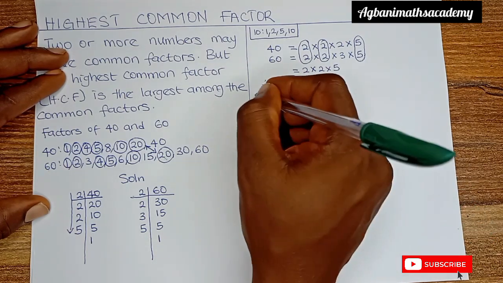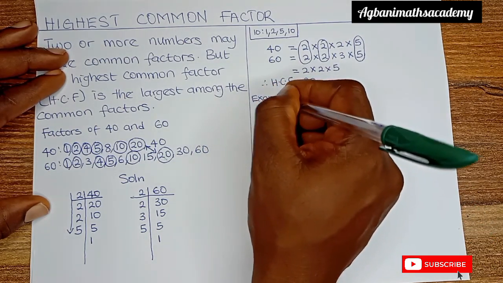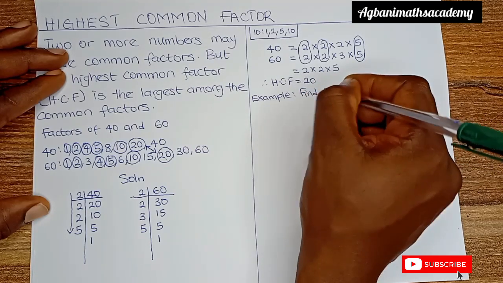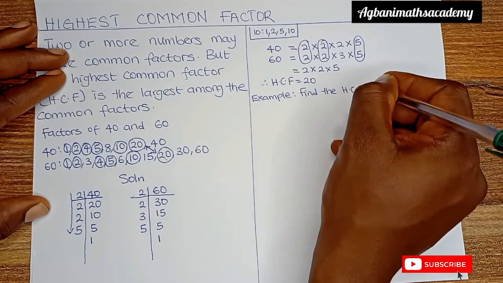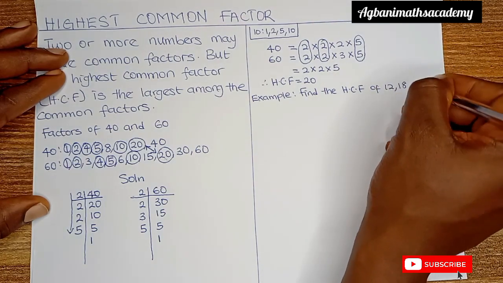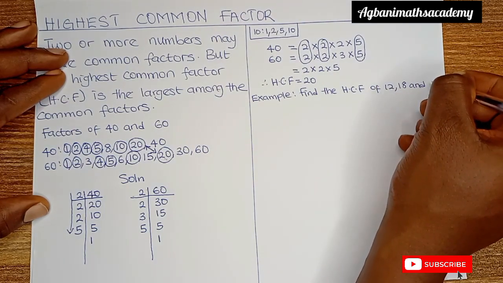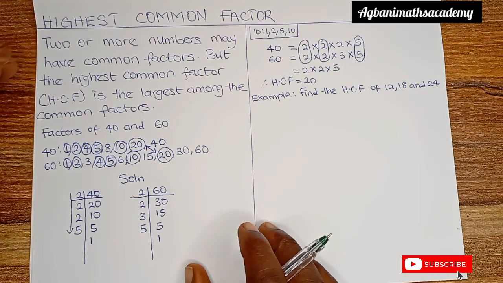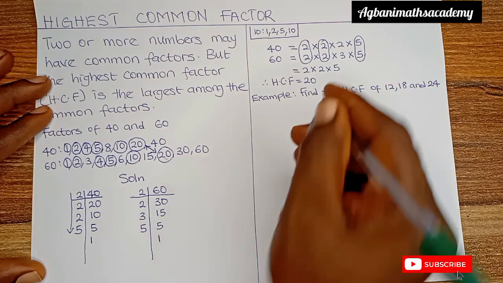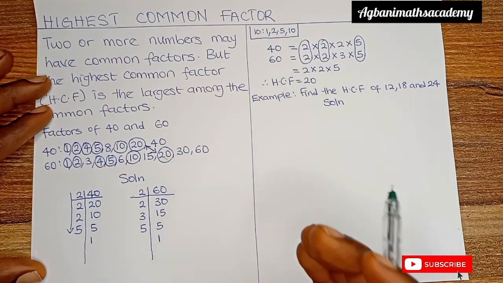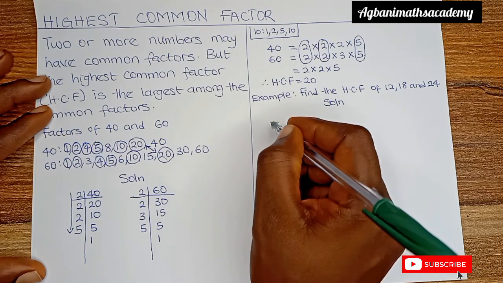Let's look at another example. Find the HCF of 12, 18, and 24. So we're expected to find the HCF of 12, 18, and 24. So just as we did in the first example, we break them down separately. So let's start with 12.